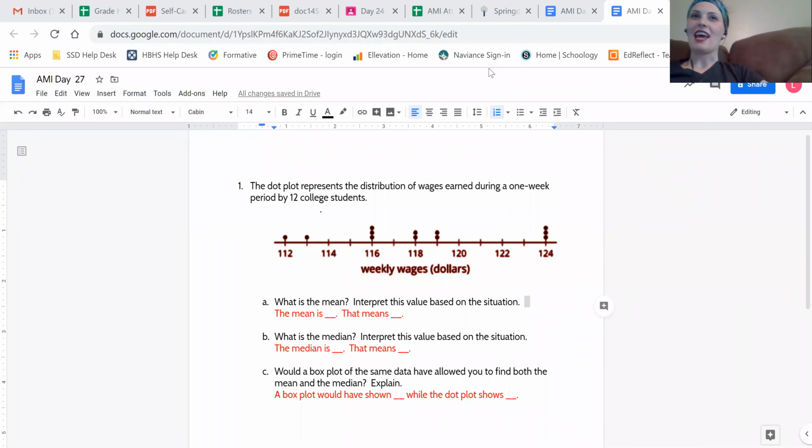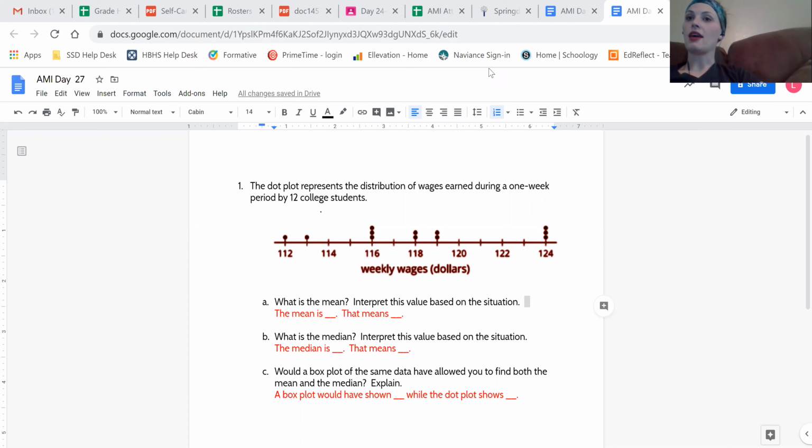Good morning. Today we are looking at day 27 of the AMI packet, and we are working on the math section. I'd like to start by reading the problem. It says, the dot plot represents the distribution of wages earned during a 1-week period by 12 college students.